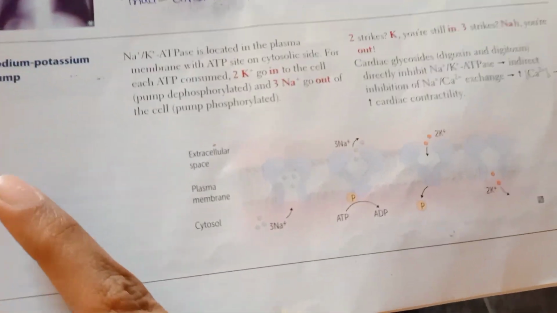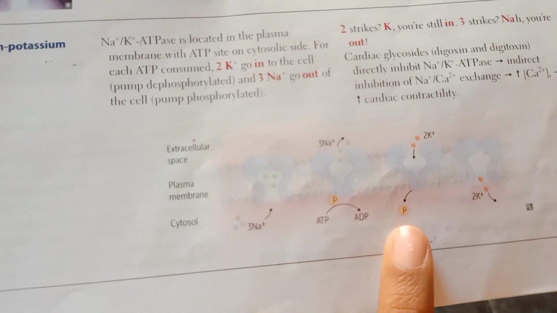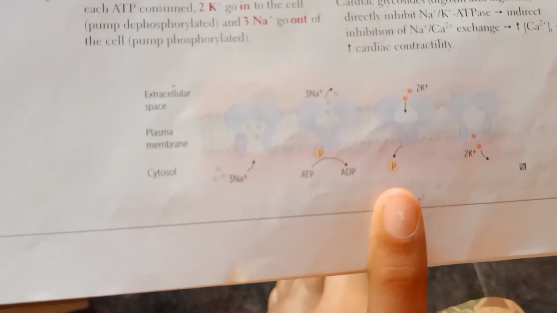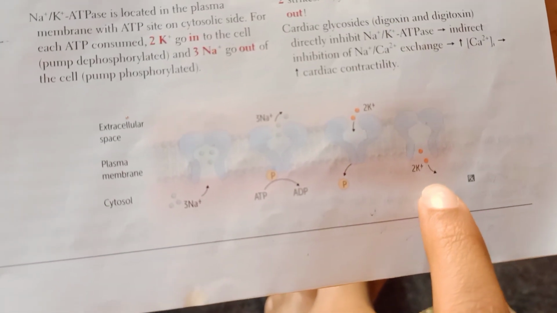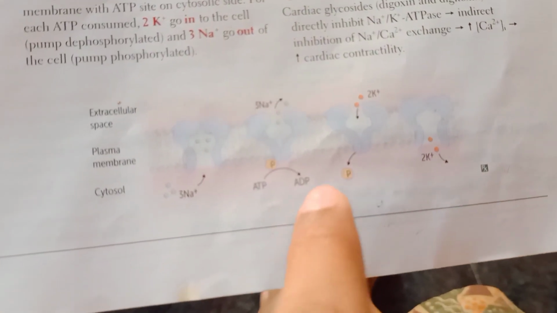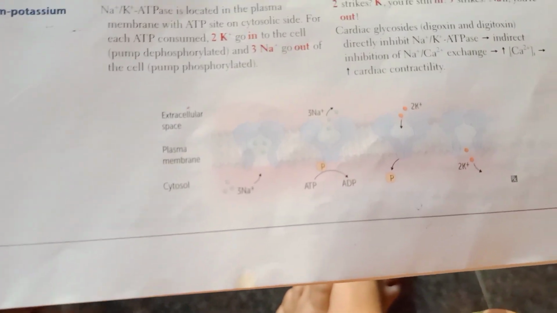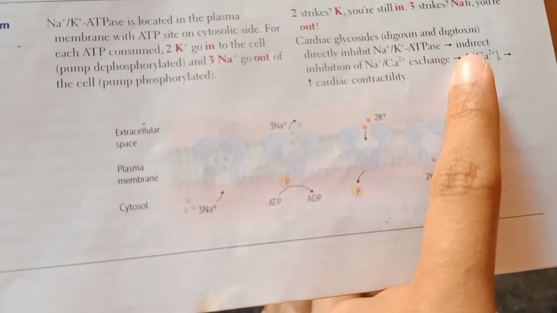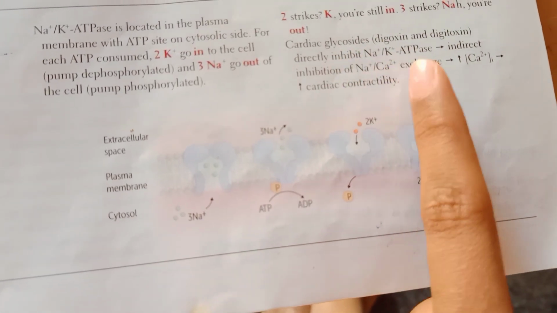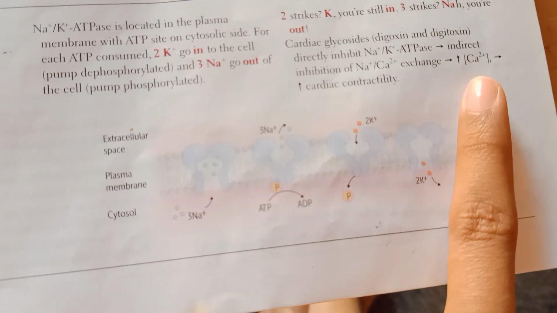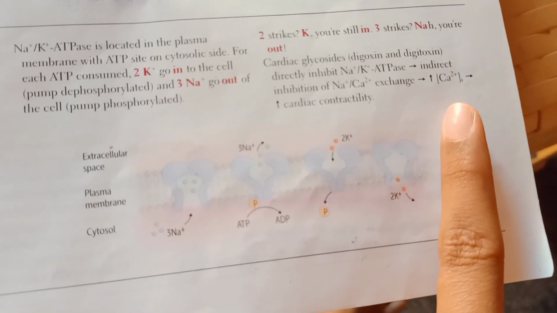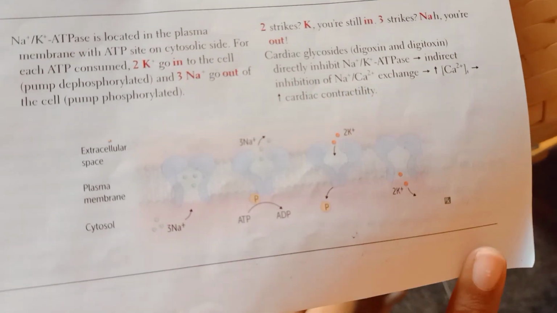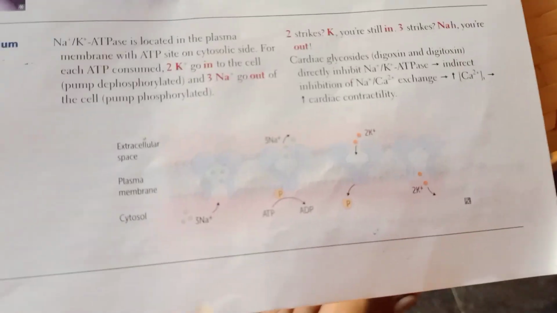Next, the sodium potassium pump. We know that the sodium potassium pump works in the presence of ATP, which brings 3 sodium out of the cell and brings 2 potassium into the cell. You can see 2 potassium coming into the cell, 3 sodium going out of the cell with the help of ATP. There are some drugs like cardiac glycosides, digoxin and digitoxin, which directly inhibit sodium potassium ATPase. There is also indirect inhibition of the sodium calcium exchanger that leads to more calcium inside the cell, leading to more cardiac contractility, thereby inhibiting the sodium potassium ATPase pump.